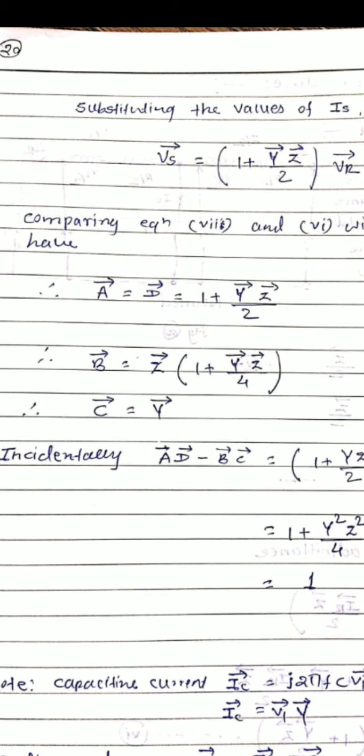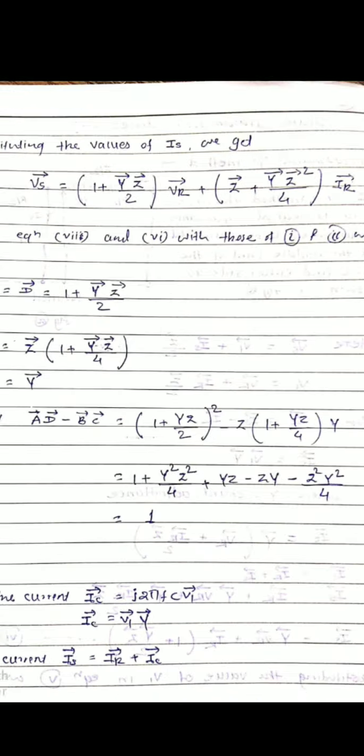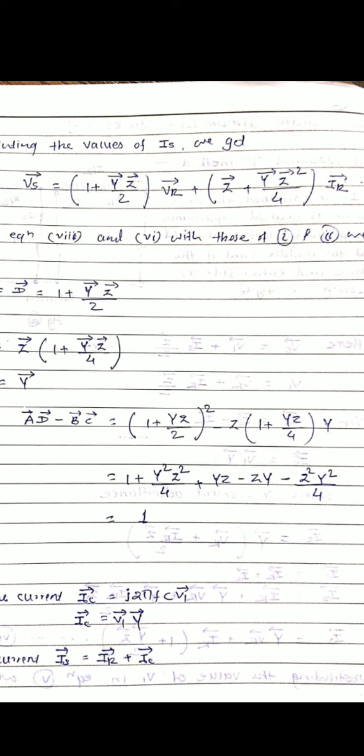We should know that AD is equal to BC. So put that value, simplify that, and you get the value 1. As per our requirements, AD minus BC is equal to 1. Like that we have to solve the medium transmission lines.